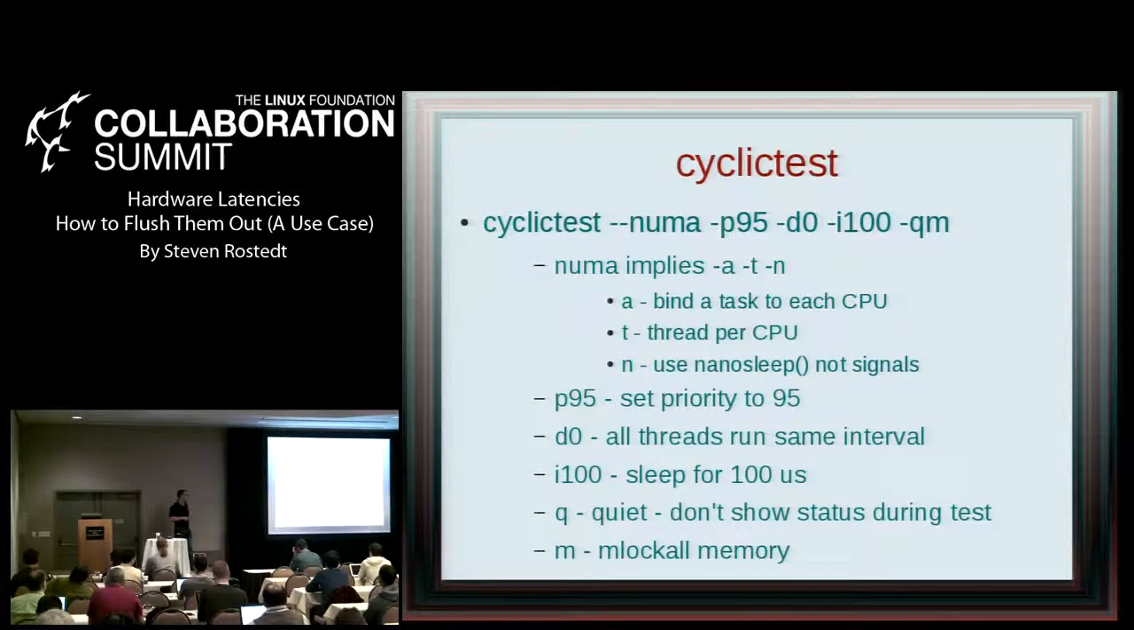Dash Q just means don't show the status while it's running, and M means run mlock memory. For those that do real time, you should understand the mlock call is kind of important. You don't want stuff paged in at weird times, because it causes non-determinism.